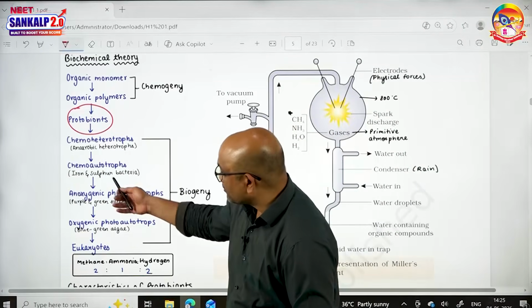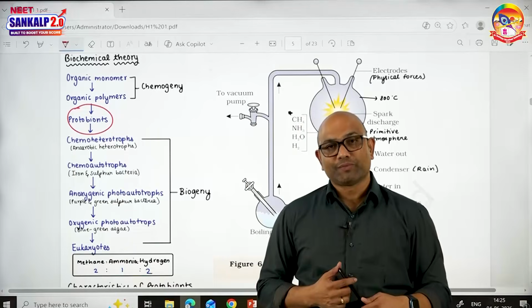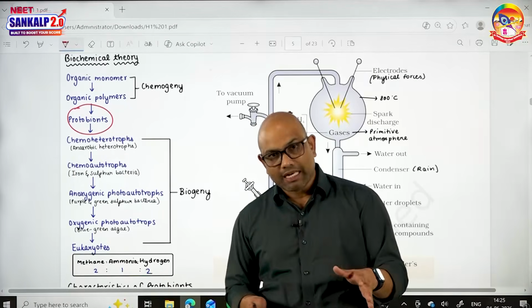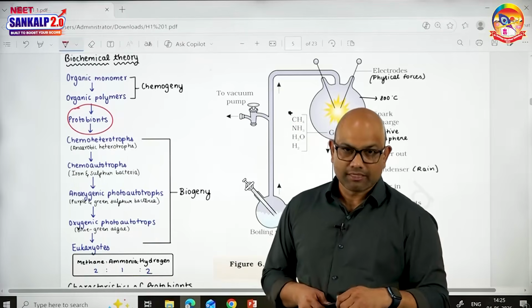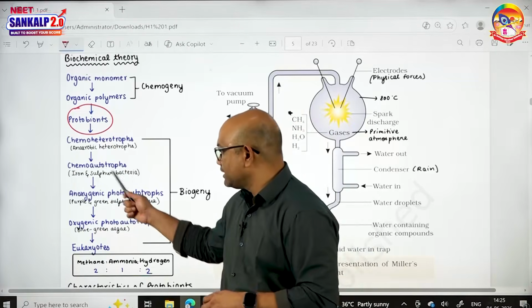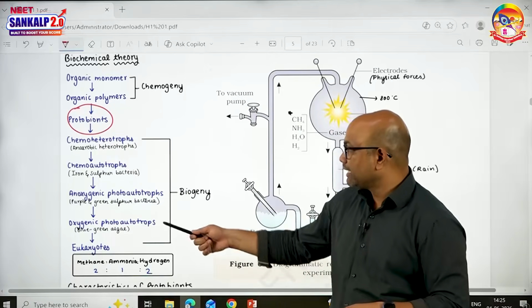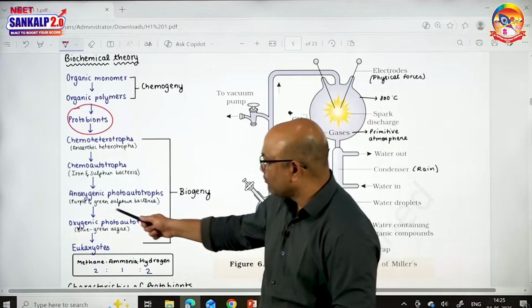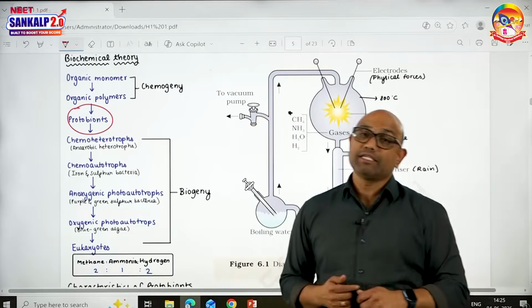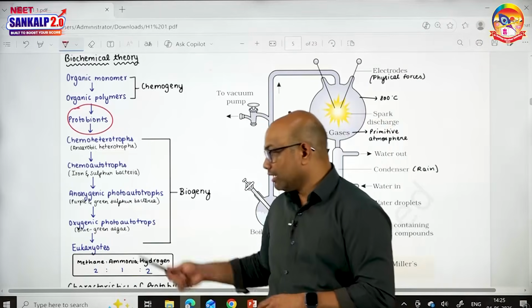Slowly chemoautotrophs evolved into anoxygenic photoautotrophs. They can fix the sunlight and get energy, but they did not produce any oxygen in that reaction, hence they are said to be anoxygenic photoautotrophs. Purple and green sulfur bacteria are the examples. And finally anoxygenic photoautotrophs evolved into oxygenic photoautotrophs like blue-green algae.